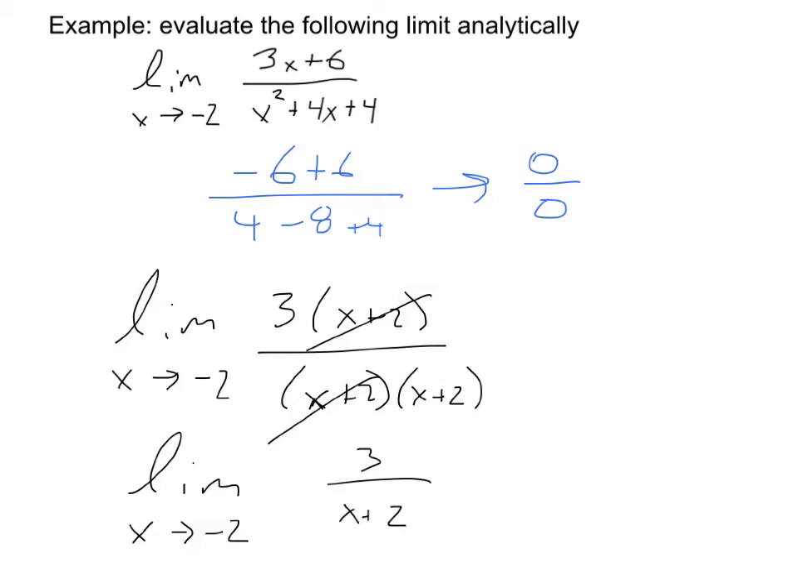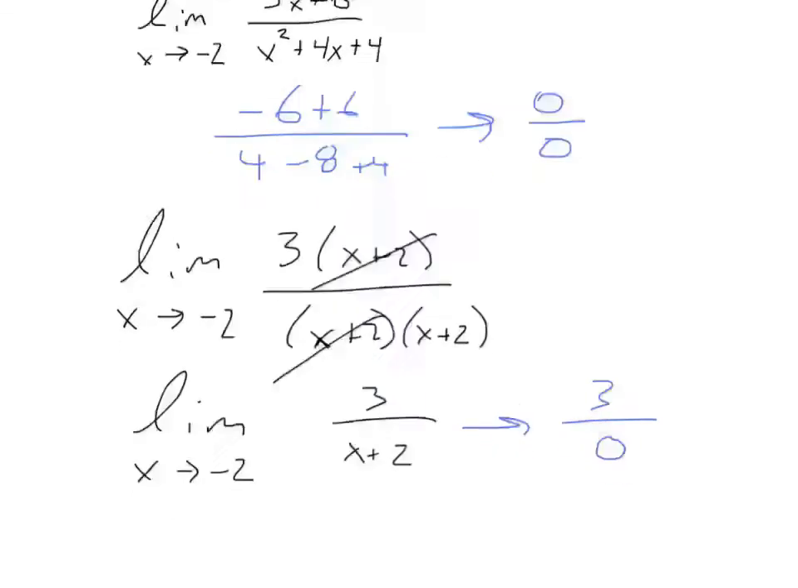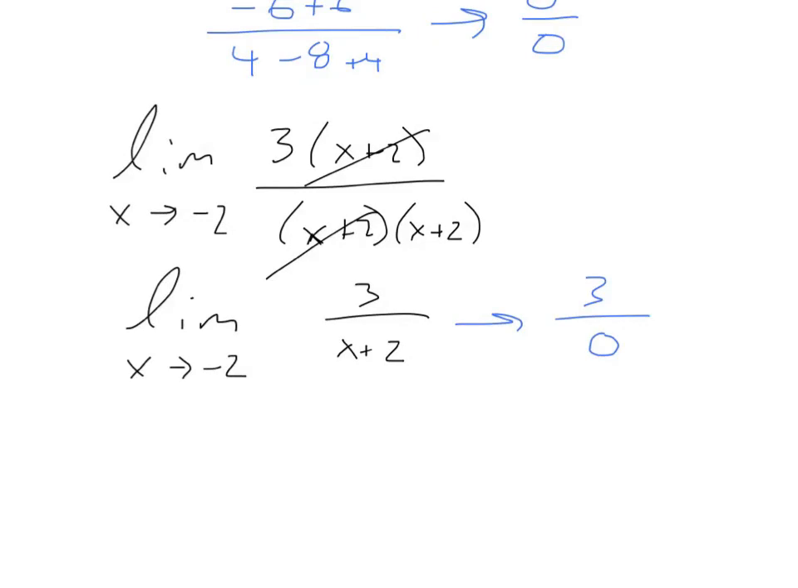And now what happens when I attempt to plug in -2? I end up with 3 over 0. And so what does that mean? Right. This means that the original expression has a vertical asymptote at -2, which means the limit does not exist.